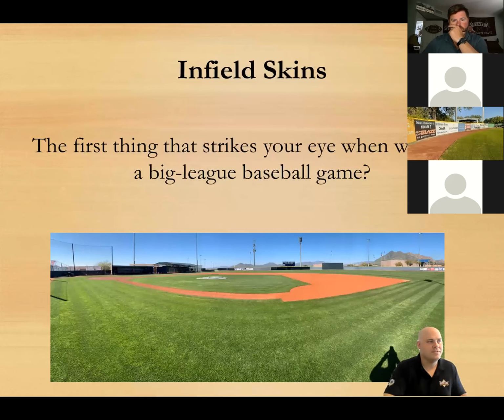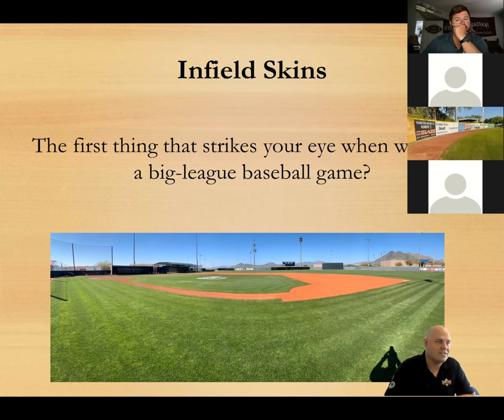Infield skins. What's the first thing that strikes your eye when you're watching a big league baseball game? Down here, I have a picture of a local high school field as an example, and I'm looking at this field, and the green grass pops out to me. I can see that this is some overseeded ryegrass that has some POA contamination coming in. Edges look really good, and obviously it's a beautiful backdrop. Those are some of the things that I quickly take a look at when walking on a field.